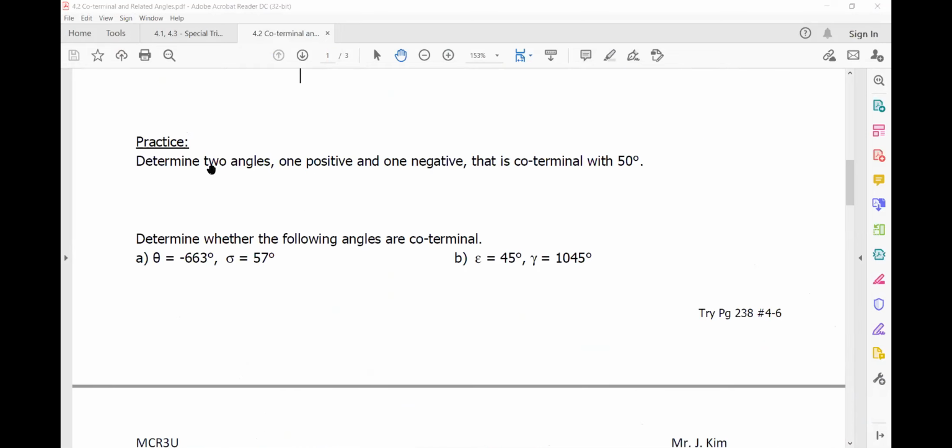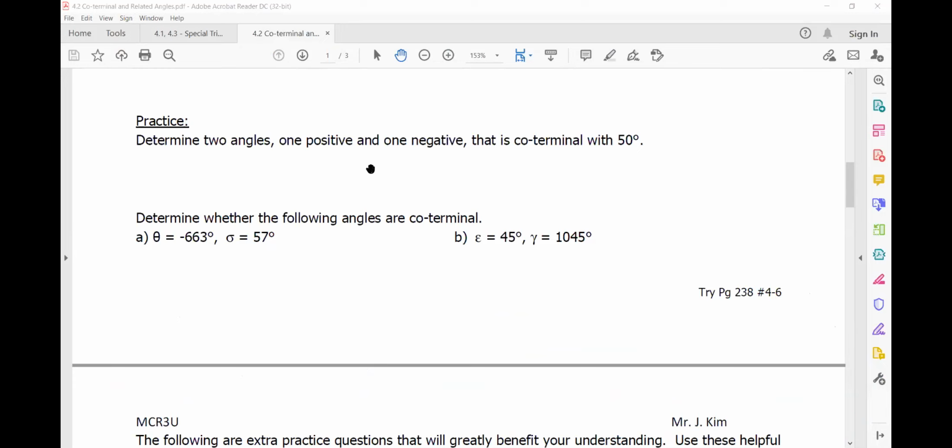Okay, here. Practice. Determine two angles, one positive and one negative, that are coterminal with 50. Remember, coterminal with 50 means they all will have a multiple of 360 added to it. So, Aiden, just give me a random positive integer.